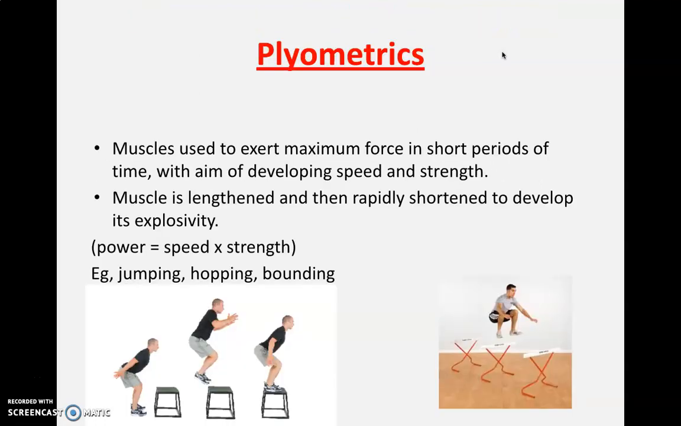Then we'll look at plyometrics, which is when you use the muscles and exert a maximum force in short periods of time, and this will help develop your speed and strength, thus developing your power. We know the equation there, power is speed times strength. When you do plyometrics, your muscle is lengthened, so it gets longer, then it becomes rapidly shorter, and this develops its explosivity. And if you look at the pictures and the example at the bottom, it says jumping, hopping, bounding, so really short, fast, explosive movements which will develop your power, your speed and strength.